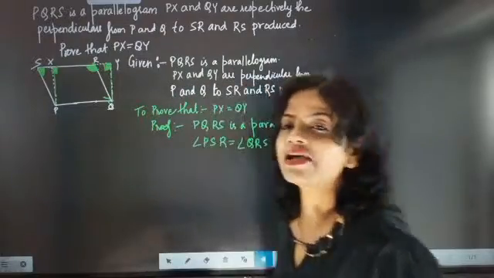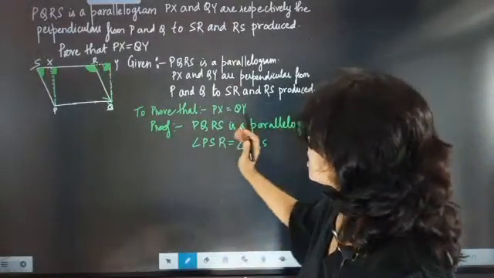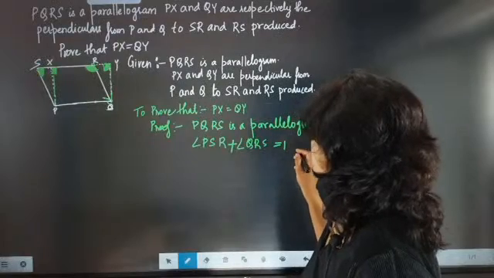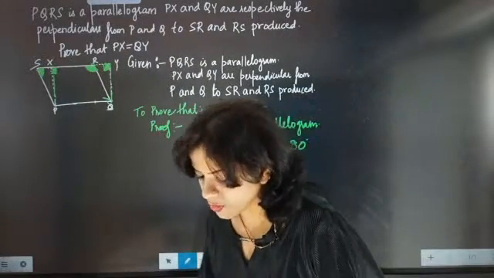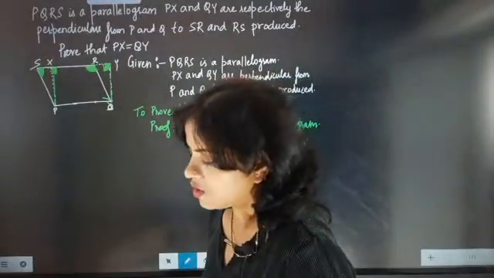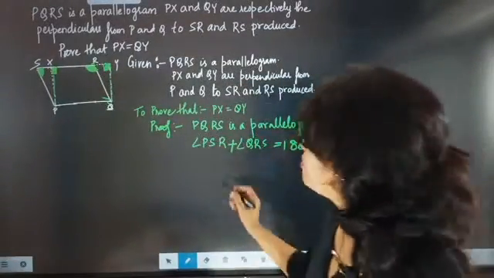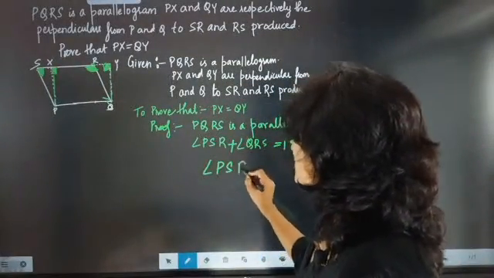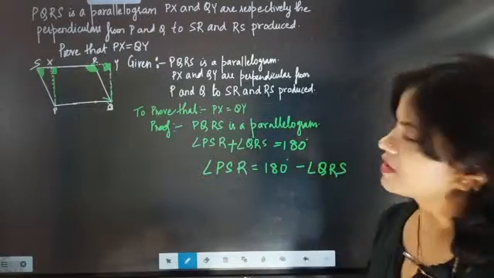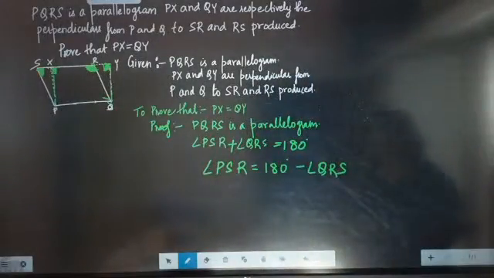Kanishka, it is opposite angles, but here I have taken these two adjacent angles. In a parallelogram, the sum of adjacent angles is 180 degree. So angle PSR will become 180 degree minus angle QRS.